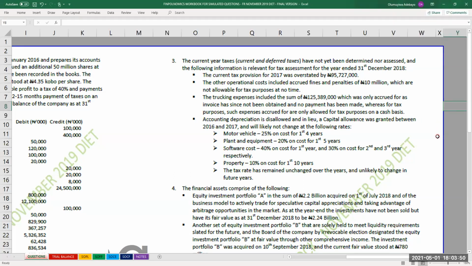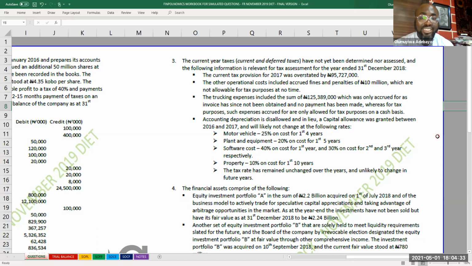Accounting depreciation is disallowed and in lieu, a capital allowance was granted between 2016 and 2017 and will likely not change at the following rate. Motor vehicle, 25% on cost for first 4 years. Plant and equipment, 20% on cost for first 5 years. Software cost, 40% on cost for first year and 30% on cost for second and third year, respectively. Property, 10% on cost for first 10 years. The tax rate has remained unchanged over the years and unlikely to change in the future years.